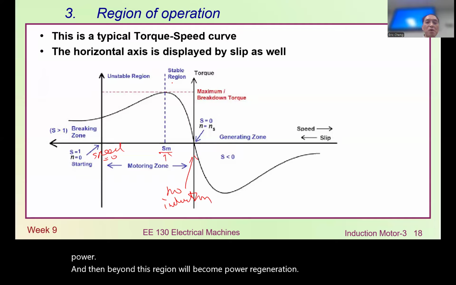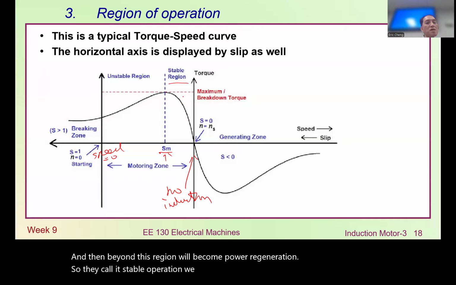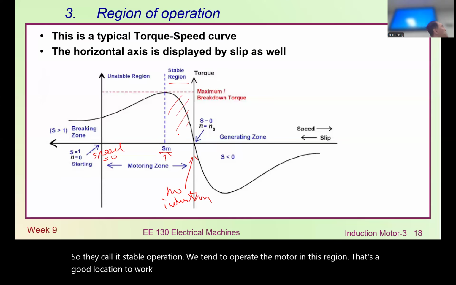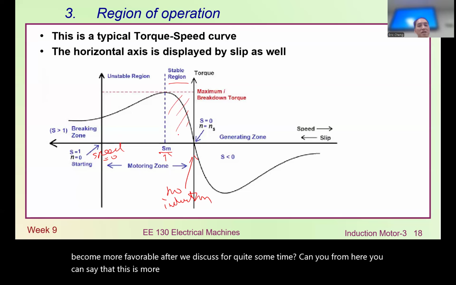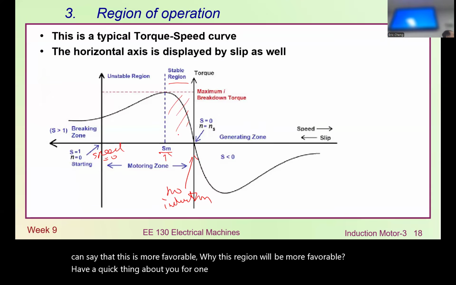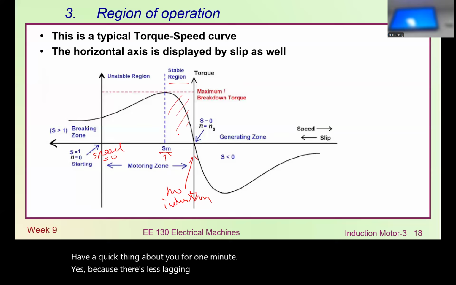So we call it the stable operation. We tend to operate the motor in this region. That's a good location to work with. Can anybody tell me why this region becomes more favorable after we have discussed for quite some time? From here, can we say that this is more favorable? Why will this region be more favorable? Take a quick minute to think about it. Yes? Because there's less lagging speed. Lagging speed?